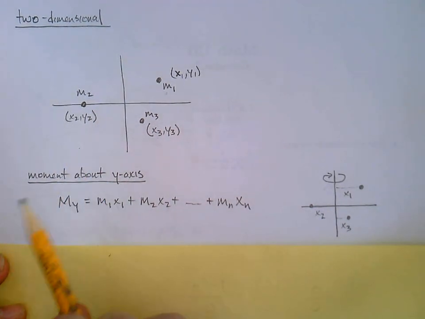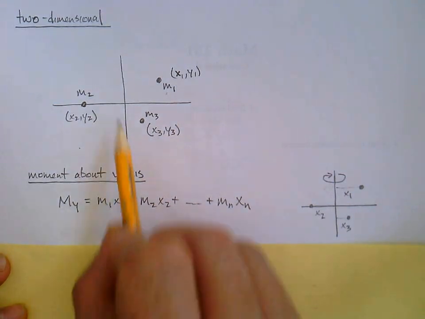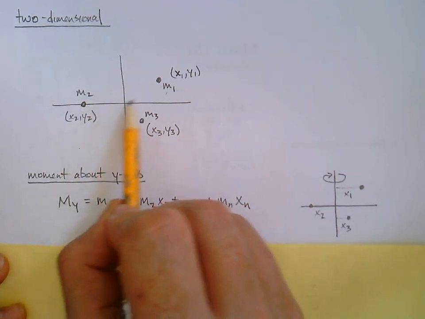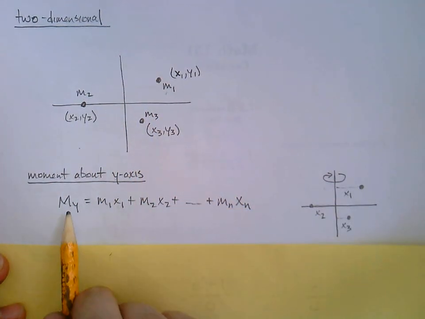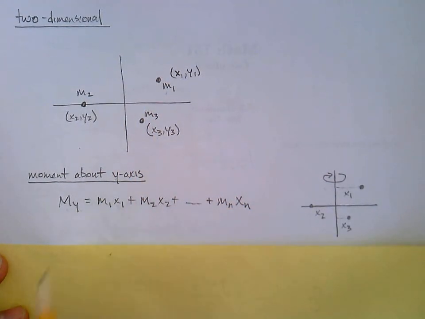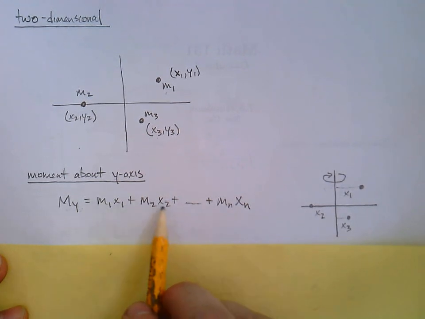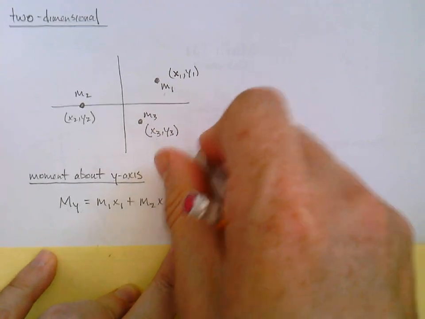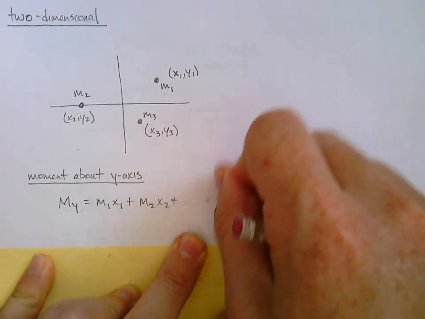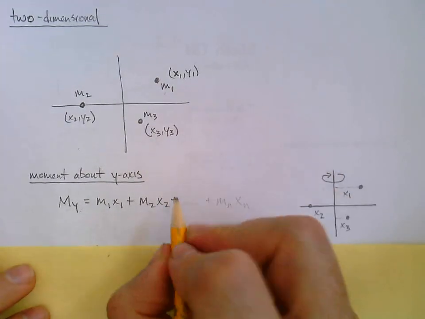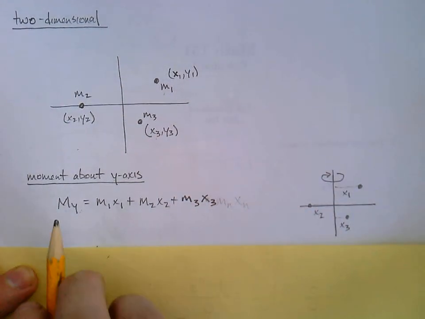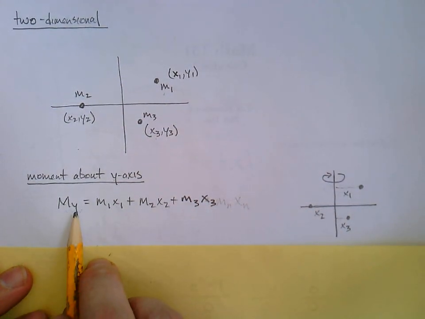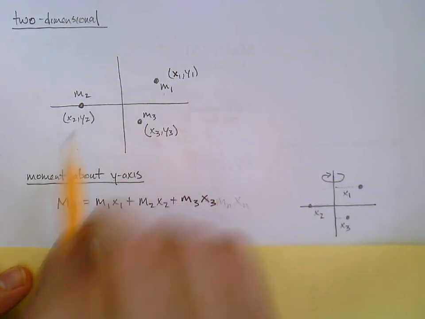So the moment about the y-axis, it's the y-axis, but this is horizontal rotation. We call it m sub y because it's the y-axis. However, it involves the x values. And actually, let me just go ahead and simplify this to match my drawing there. Okay, so the moment about the y-axis, that's horizontal rotation.